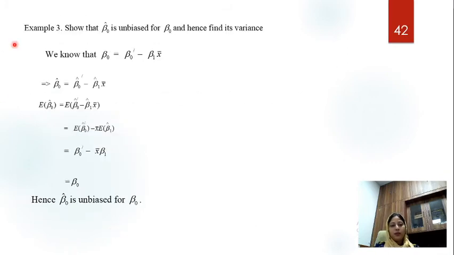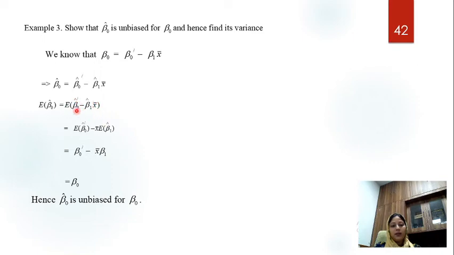Example 3: show that beta naught hat is unbiased for beta naught and hence find its variance. So there is another way using the transformed model. We know that beta naught is equal to this term, beta naught hat. So we will take estimates: beta naught hat is equal to beta naught hat dash minus beta 1 hat x bar. Take expectation on both sides. Expected beta naught hat is equal to expected beta naught hat dash minus expected beta 1 hat x bar.